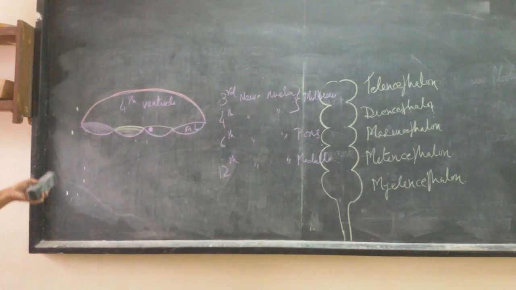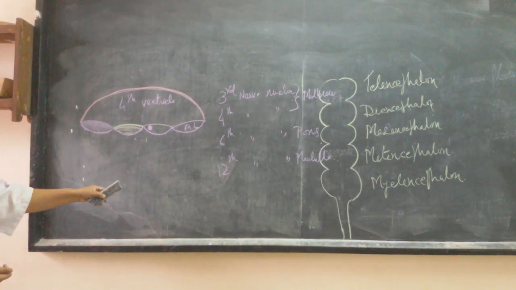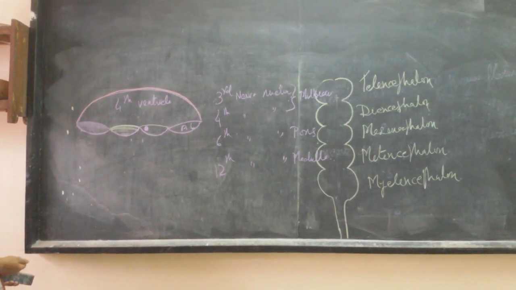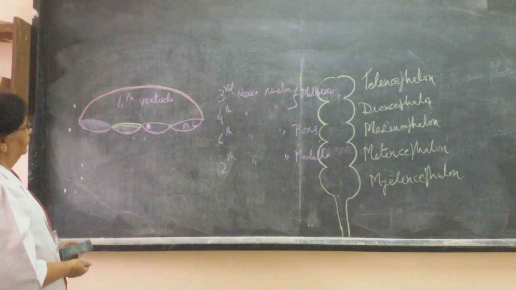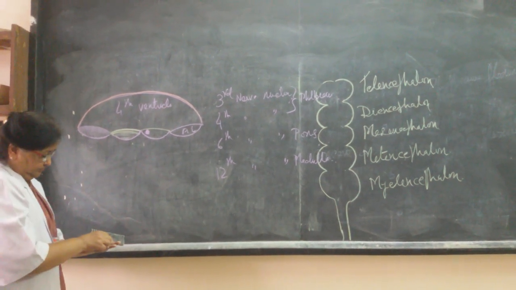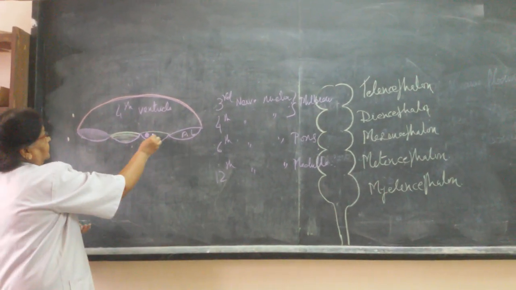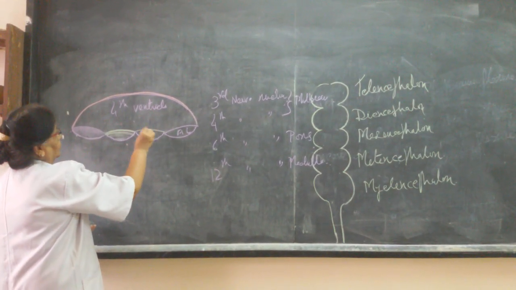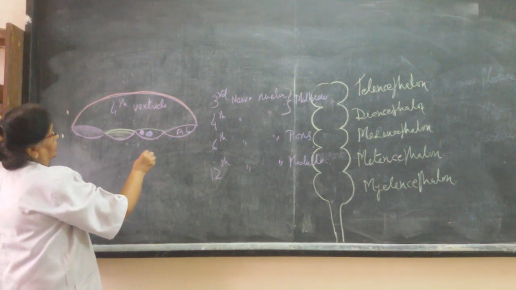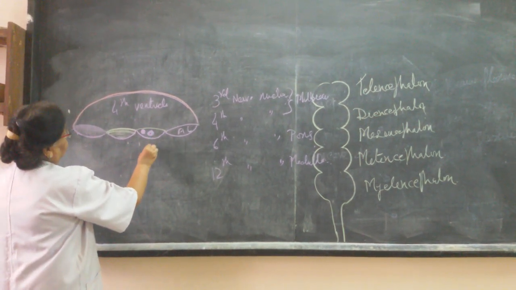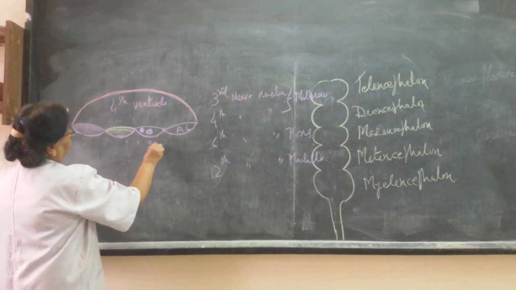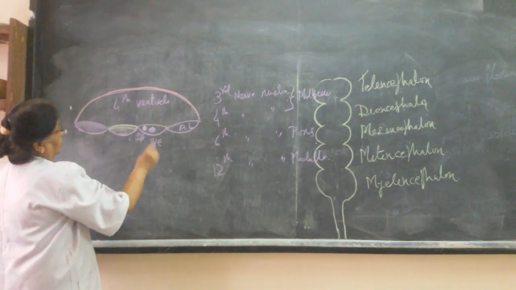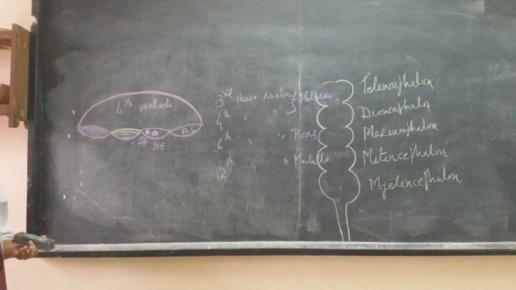These are motor nuclei, and they supply the muscles developing from the somites. Next comes this aggregation of cells known as special visceral efferent. This was somatic efferent. This is special visceral efferent.